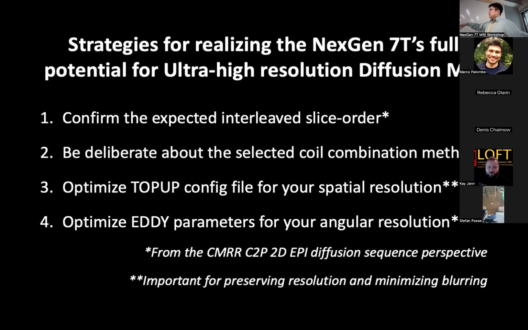But the caveat here I pointed out, the first two are specific to the CMRR version of the sequence. We've tried quite a few different diffusion sequences over on the NexGen 7T, and the CMRR version seems to perform the best. It has all the bells and whistles, and the GRAPPA reconstruction works really well. So the first two apply to that, to get the full extent of it.